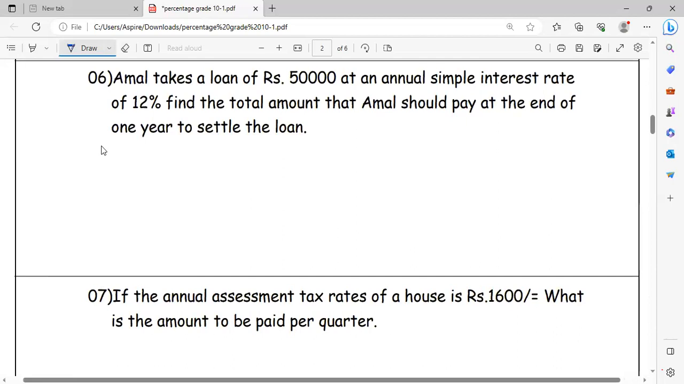Amal takes a loan of 50,000 at an annual simple interest rate of 12%. Find the total amount that Amal should pay at the end of 1 year to settle the loan.